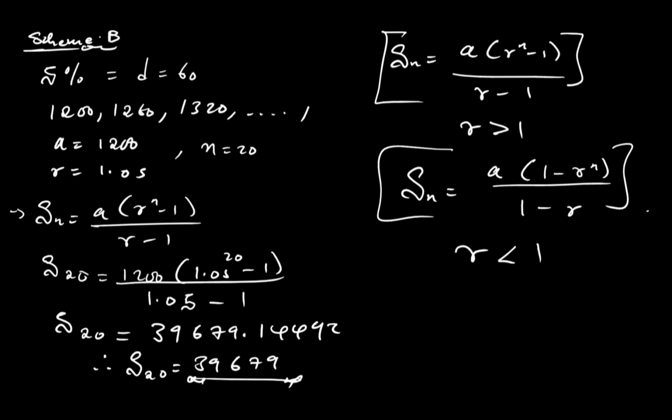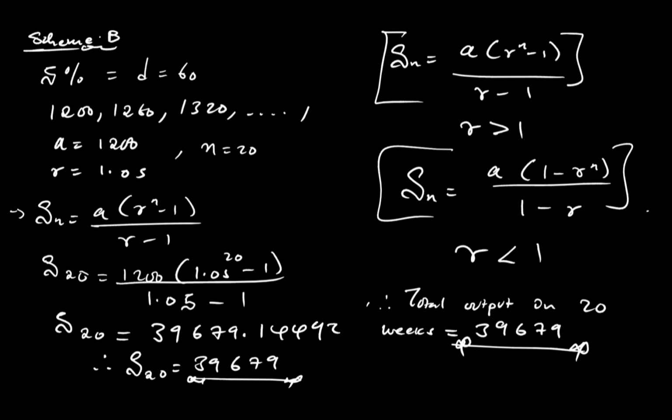So we could say that, therefore, total output in 20 weeks is equal to 39,679. All right, so let's understand the last conditional question that might be phrased.